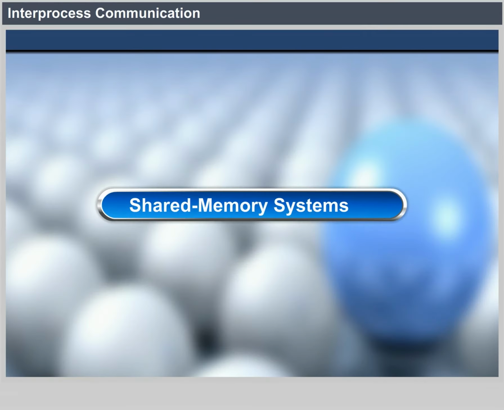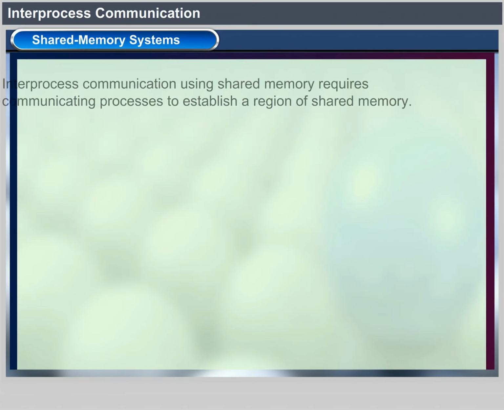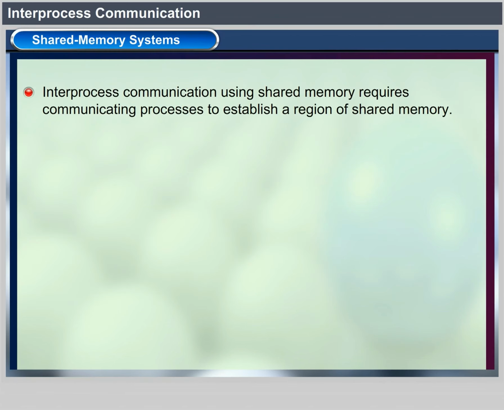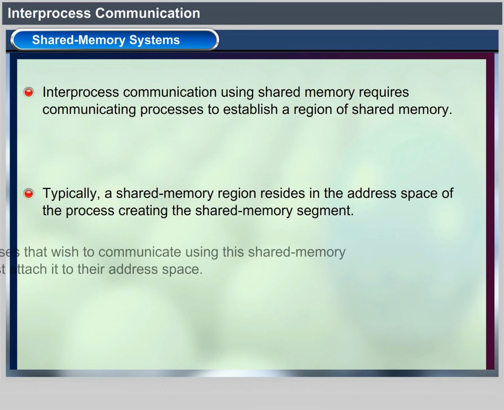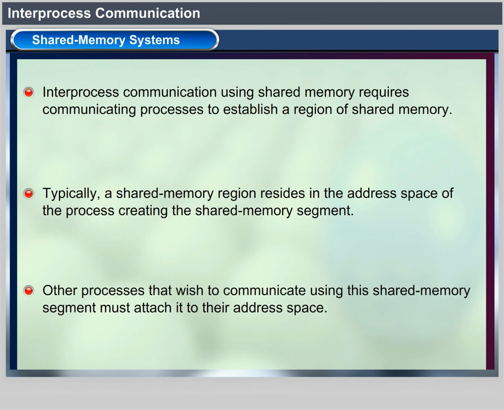Shared memory systems. Inter-process communication using shared memory requires communicating processes to establish a region of shared memory. Typically, a shared memory region resides in the address space of the process creating the shared memory segment. Other processes that wish to communicate using this shared memory segment must attach it to their address space.